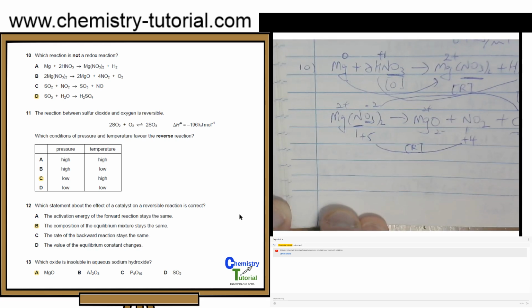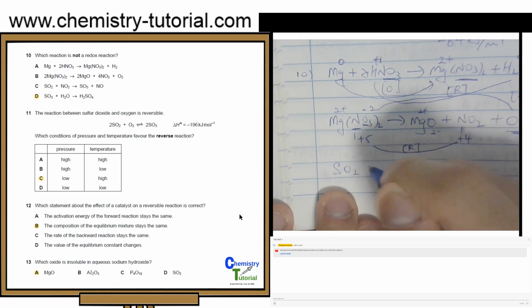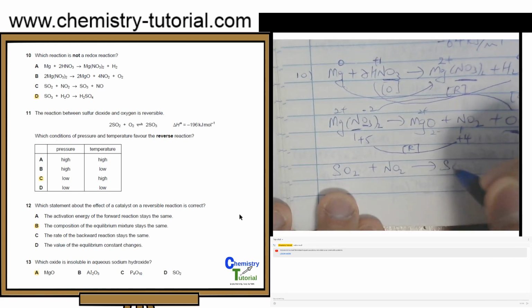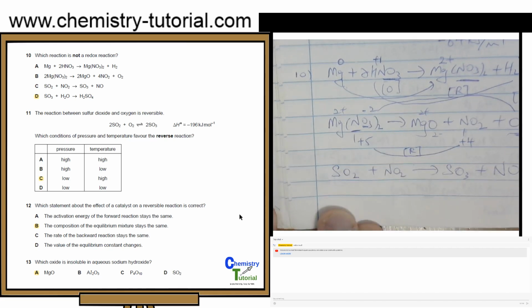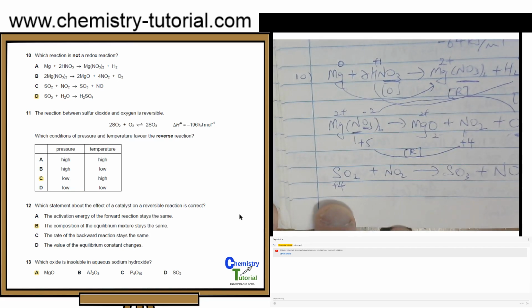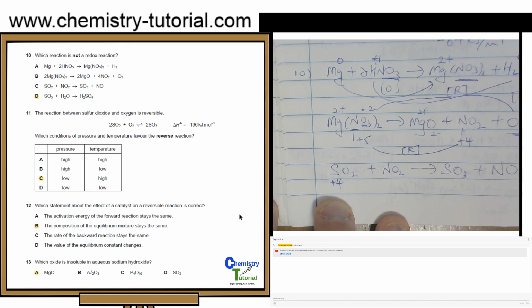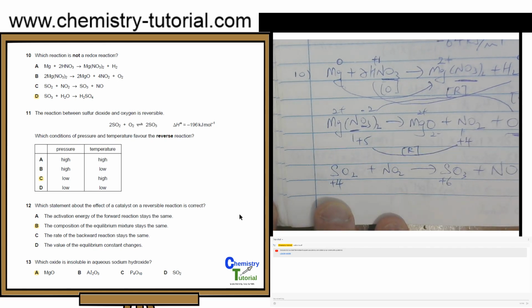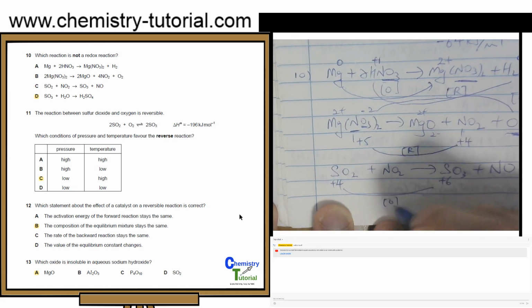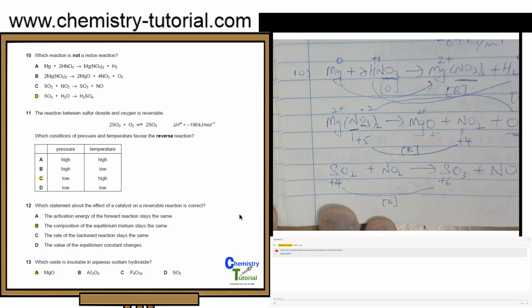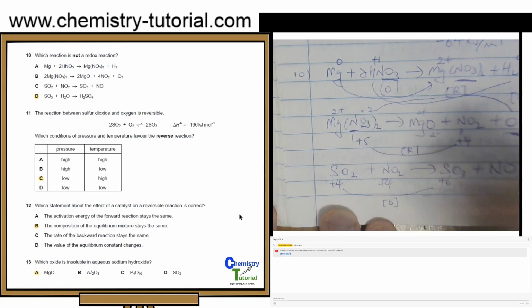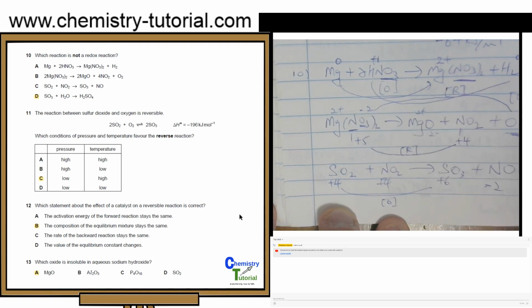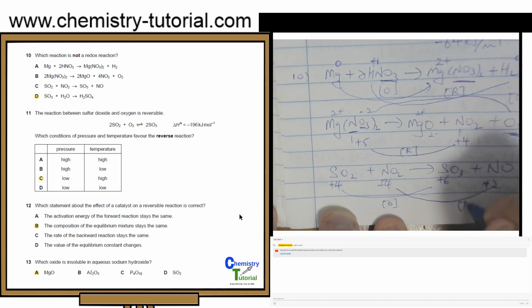Now let's look at option C. SO2 plus NO2 to give you SO3 plus NO. Now the oxidation state of sulfur is +4 in SO2, but the oxidation state of sulfur in SO3 is +6. So therefore, sulfur has been oxidized. Now let's focus on the nitrogen. The oxidation state of nitrogen in this case is +4, but the oxidation state of nitrogen in this case is +2. So therefore, this has been reduced.